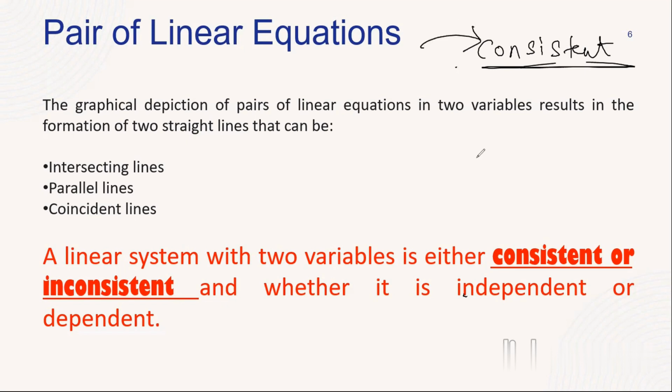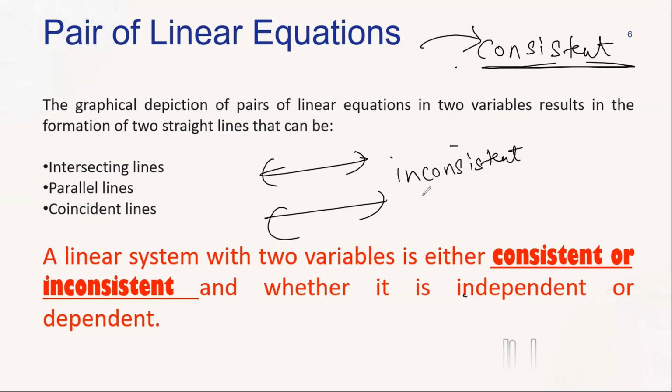But when there is no solution, meaning the parallel lines part, no solution, so the system is inconsistent. Please remember this. Consistent means having a solution, either one solution or many solutions. It doesn't matter, it is consistent. But when you have parallel lines, not meeting at any point at all, it means inconsistent, right? So this is that.